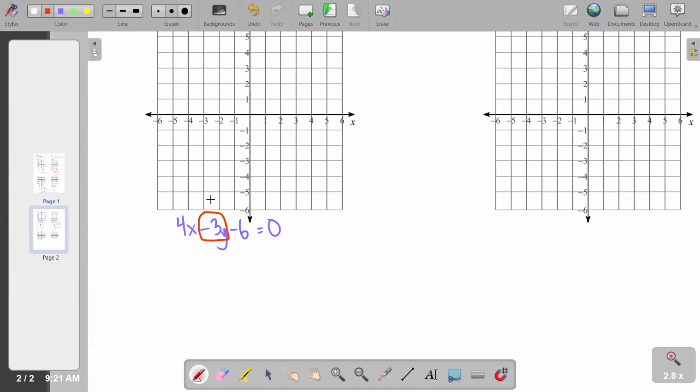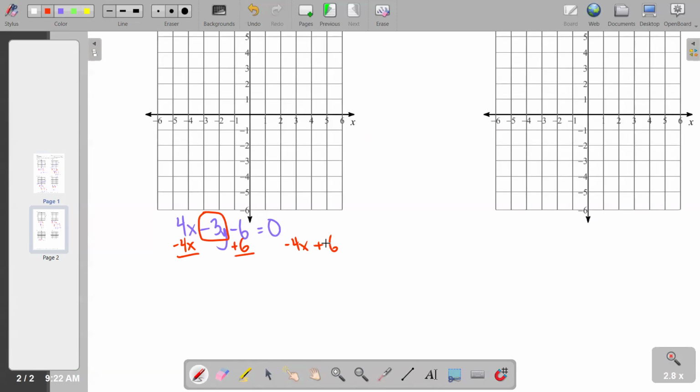See this red box? Get it alone. If I want it alone, who do I need to sweep away? Right, I've got to get rid of everything. So I'm going to subtract 4x from both sides, and I'm also going to add 6 to both sides. Can I do two things at once? Yeah, there's no law against that. So over here, I'm going to subtract 4x and I'm going to add 6. Perfectly legal.